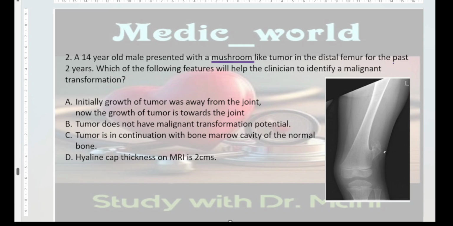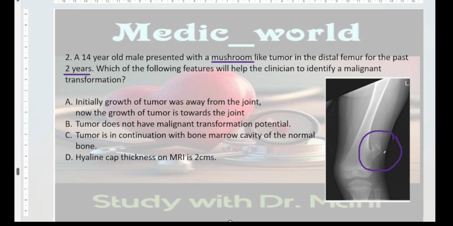Now let's move towards the other question: a 14-year-old male presented with a mushroom-like tumor in the distal femur for the past 2 years. Which of the following features will help the clinician identify a malignant transformation? First of all, we have to identify the tumor. This is the mushroom-shaped tumor. We can identify it; there's a well-defined exostosis. We can diagnose it as osteochondroma.